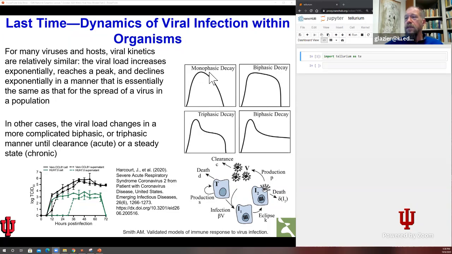So now we're going to come back to the in-host viral dynamics. And we had started with this nice review article of Amber Smith, Validated Models of Immune Response to Virus Infection. And she had this simple diagram of virus getting into a potentially infectable cell, that cell becoming an I1 infected cell, early infected cell. Once the cell has produced enough virus, releasing the virus into the environment, the infected cells can die.